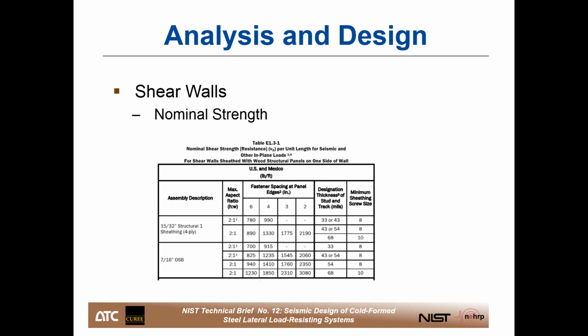So the nominal strength for wood structural panel, sheet steel, gypsum board, and fiberboard shear panels are tabulated in S400, and they're generally tabulated for a variety of panel types, like I said, and like you see on the screen there, 15/32 or 7/16 OSB, for example. There's also a variety of framing thickness. You see that in the designation thickness column there, and fastener configurations. So, basically your edge fastener spacing. S400 also includes provisions for both type 1 and type 2 shear walls.